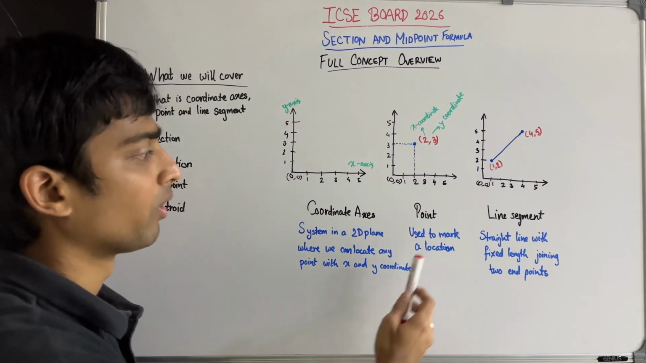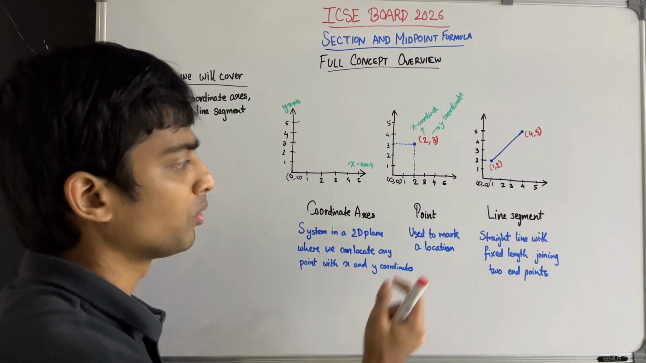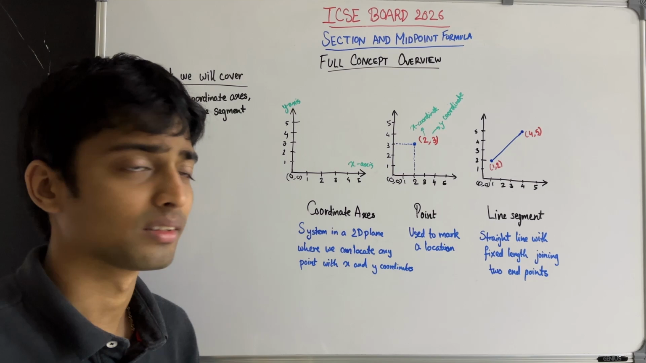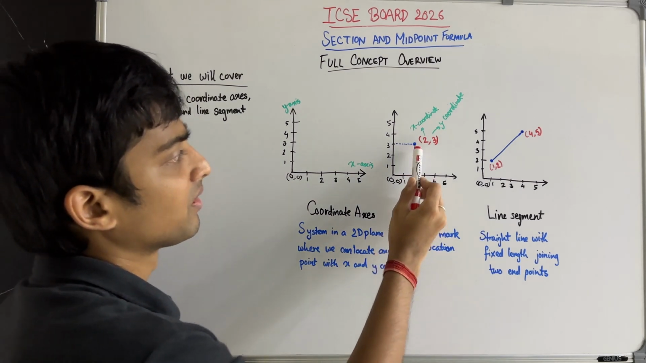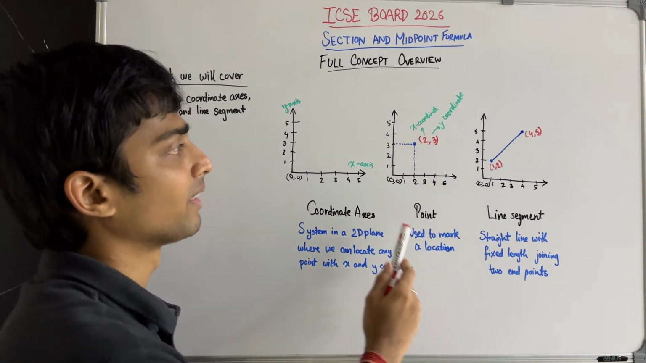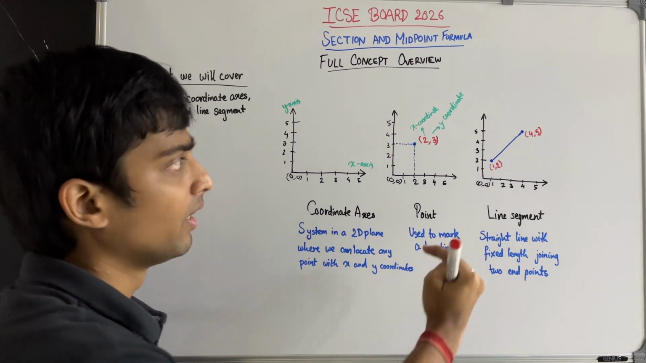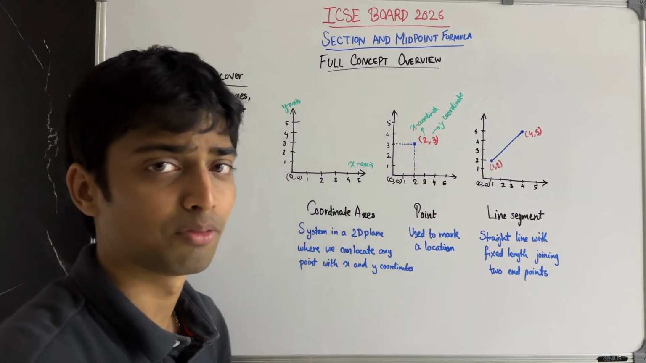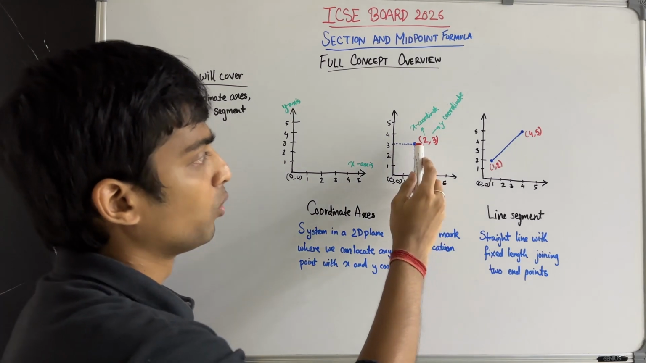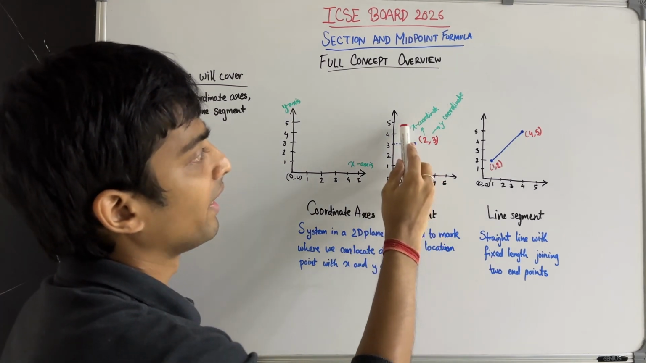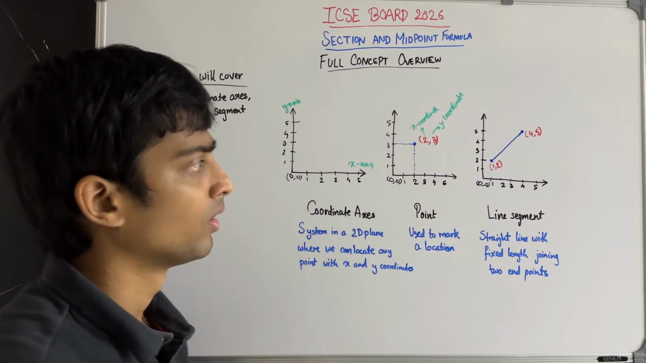Now let's see what is a point. A point is used to mark a location in the 2D axis. So let's say this is the position we marked. The coordinate is 2, 3. That means 2 horizontal distance from the origin and 3 height or vertical distance from the origin. So the coordinate will be 2, 3 for this point. 2 is the x coordinate, 3 is the y coordinate.